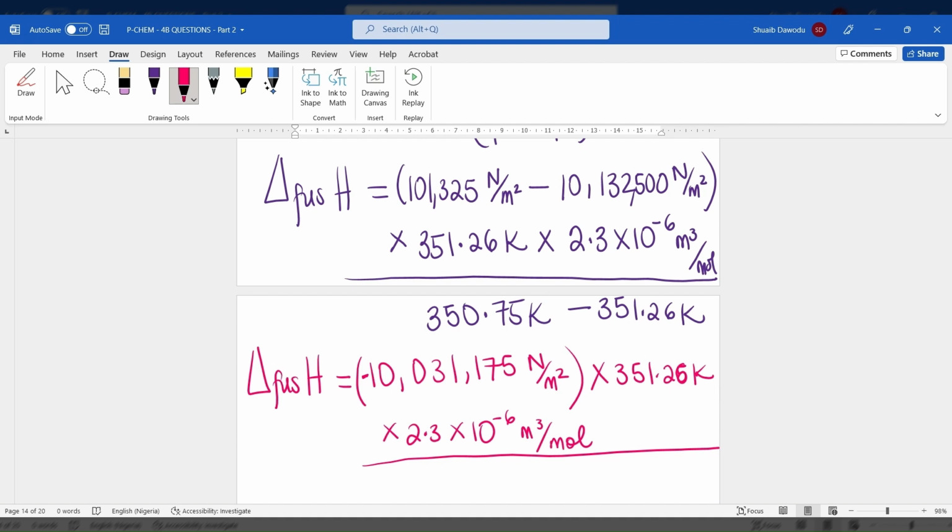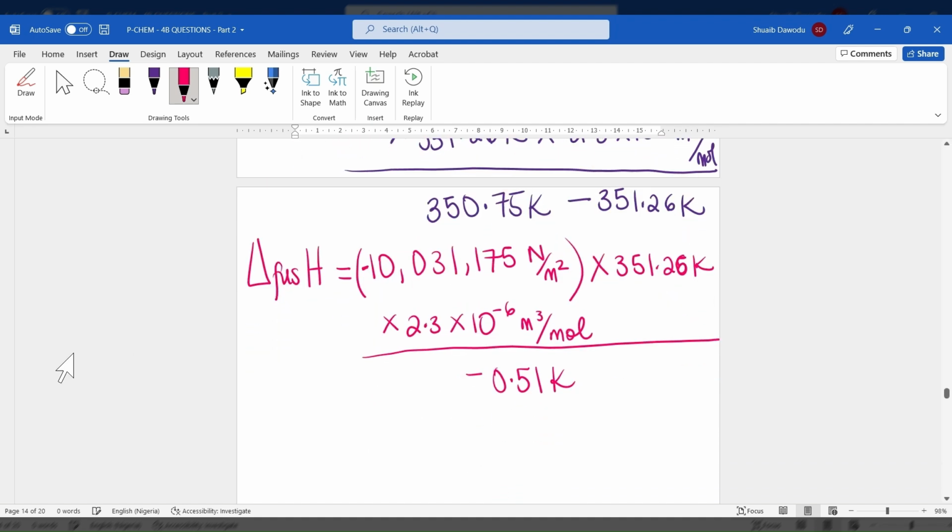Next we have 350.75 minus 351.26. When you input that in your calculator, you get negative 0.51 Kelvin. So, of course, the next thing we do with our knowledge of math is to cancel stuff out. We cancel out meter squared from meter cube, you have the meters here. You cancel out the Kelvin here as well. So, yeah, that's basically what you have.